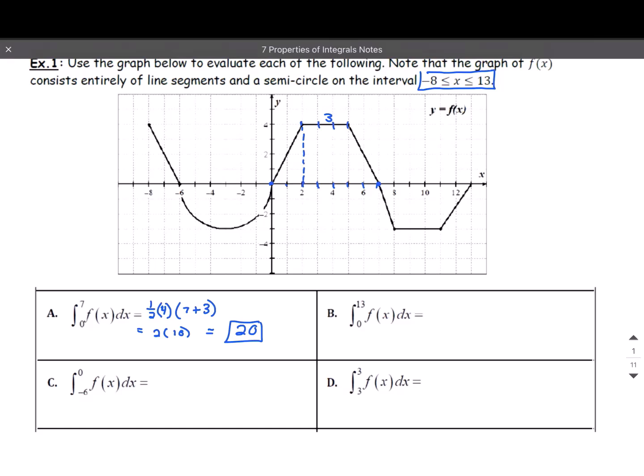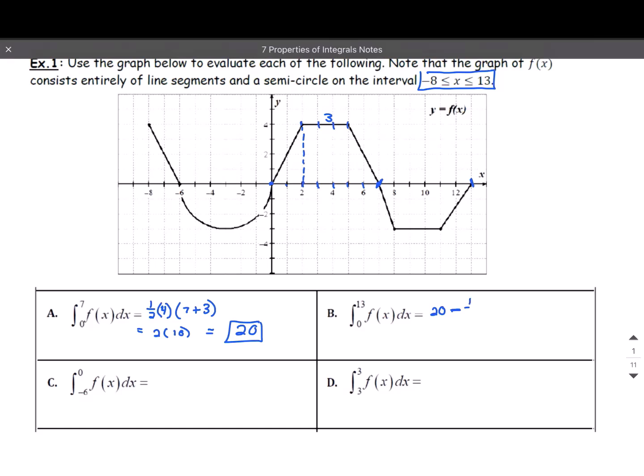Okay, next integral. That's the integral from 0 to 13. Now we've already found the area from 0 to 7. That was 20. Plus, now we need to find the area from 7 to 13, and that's another trapezoid. Now here's the problem. It's below the x-axis, which means I'm going to erase this addition sign, because if it's below the x-axis, we need to have negative area. Remember, an integral is signed area, so we put a subtraction sign.